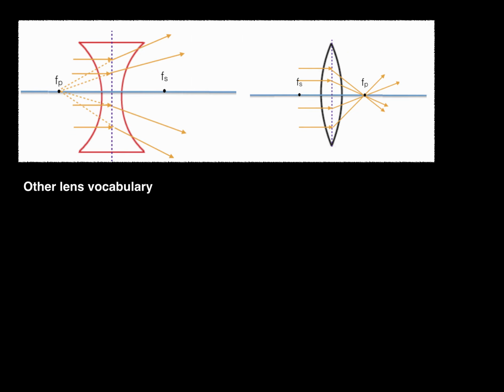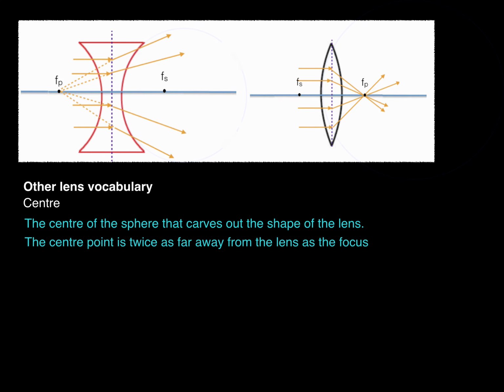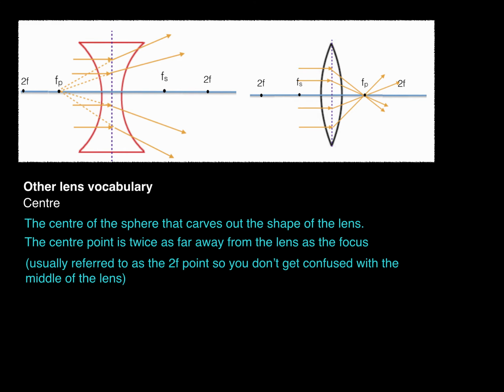There's some other important lens vocabulary that you should learn before we start drawing ray diagrams. The center for the lens is the center of the sphere that carves out the shape of the lens. The center point is twice as far away from the lens as the focus. It's usually referred to as the 2F point, so you don't get confused with the middle of the lens.